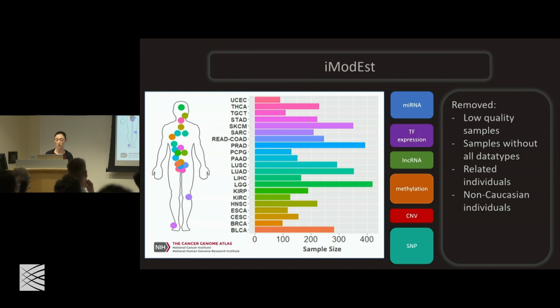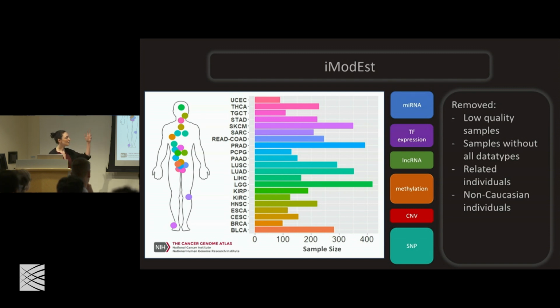So in terms of quality control, we removed low quality samples, of course, samples without all data types so that we're fitting each model with the exact same individuals, and then related individuals and non-Caucasian individuals. So this is something I kind of want to take an aside to talk about. People often forget that there is healthy germline SNP data in all of these participants in TCGA. It's how they got the somatic calls for the CNVs. And so we actually use that germline data to do PCA and to find cryptic relatedness in the TCGA data set. And so this allowed us to actually create a more homogeneous sample.